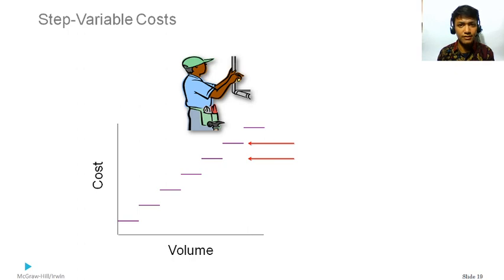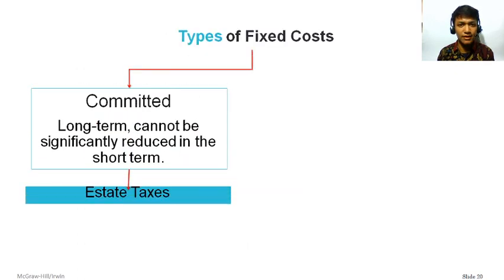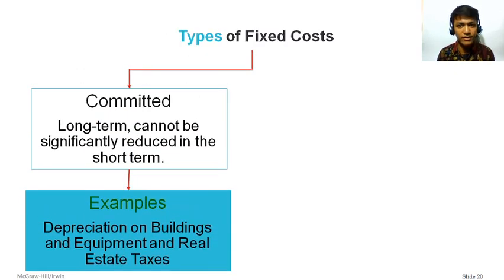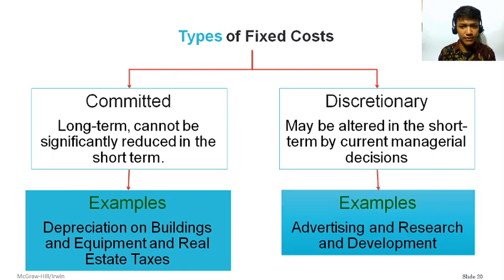Committed resources are resources we get without considering whether the resource is fully used or not. It is shown in this committed long term that it cannot be significantly reduced in the short term. With the example, the next is the discretionary. With the example, this discretionary may be altered in the short term by current managerial decisions.